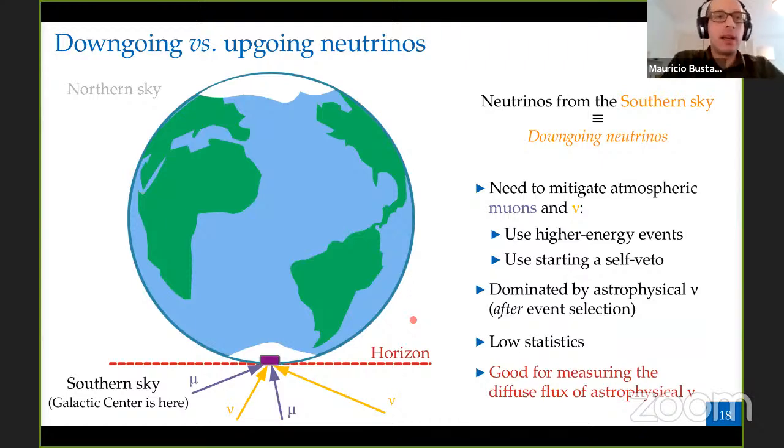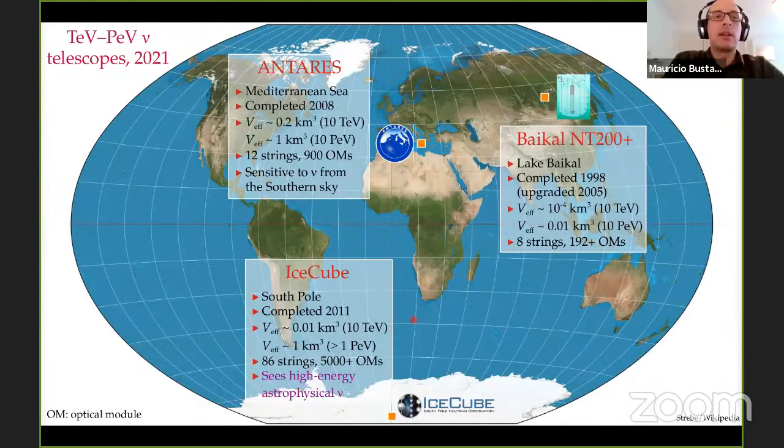Okay, so, what is the current status of neutrino telescopes? We have three that are actually running at the moment. There's Antares in the Mediterranean Sea, there's Baikal in Lake Baikal in Russia, and there's IceCube at the South Pole. And IceCube is the only one so far that has seen the flux of TeV to PeV astrophysical neutrinos. And that's because it's the biggest one of the three. So I'm going to center my discussion mostly on IceCube for now, but the principles apply also to Antares and to Baikal.